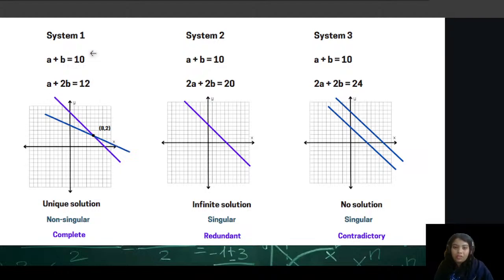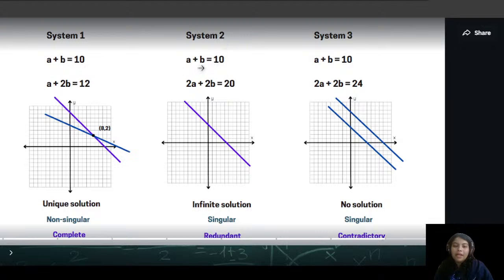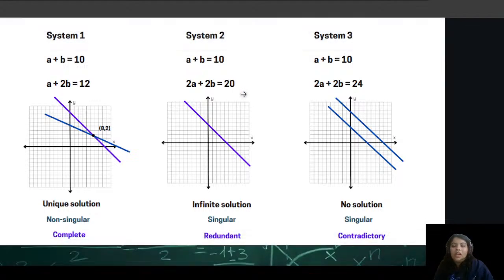Now to the second system, we can see that a plus b equal to 10. Then we can see that twice a plus twice b equal to 20. As you can see, there is a pattern. The a is repeating again, the b is repeating again, and the value is double.